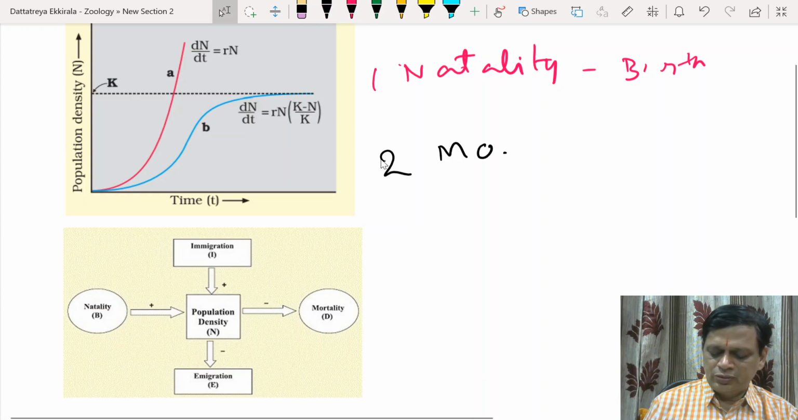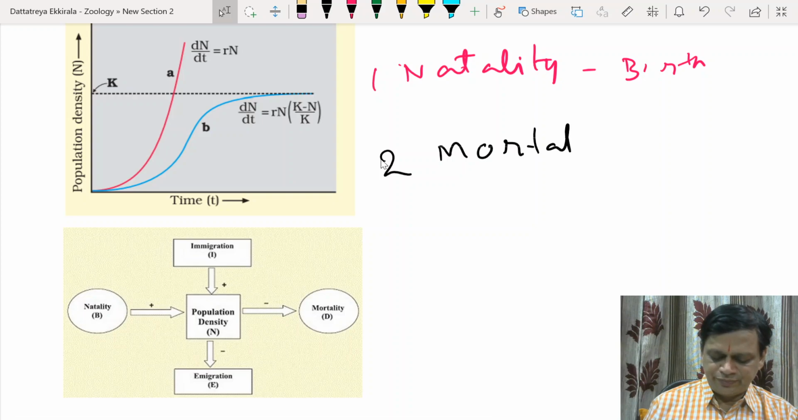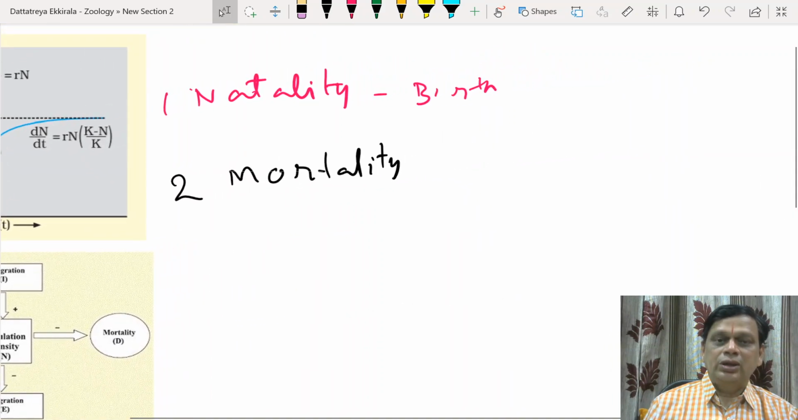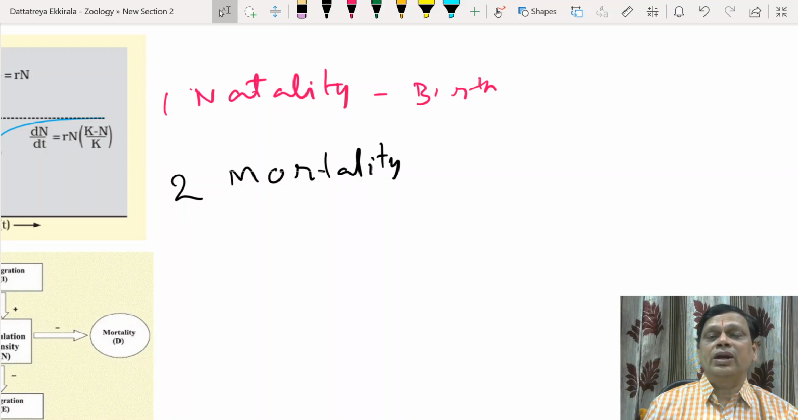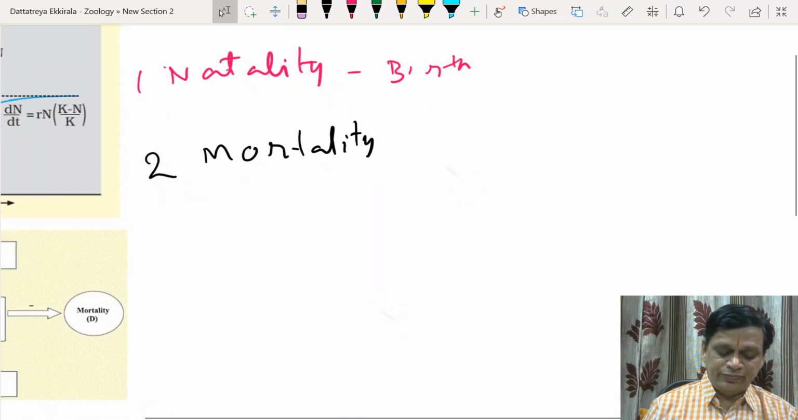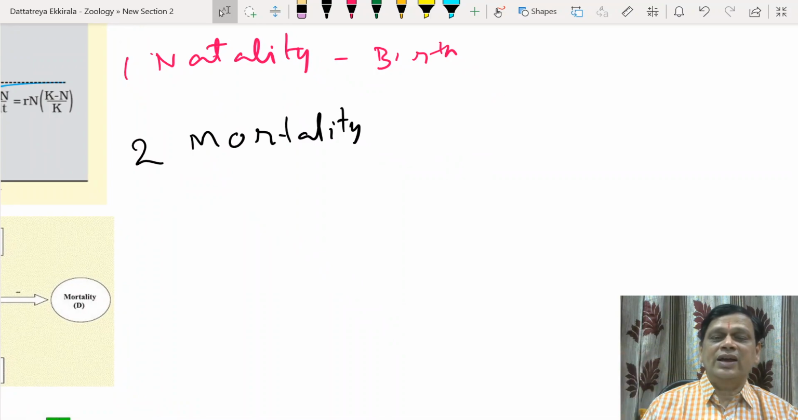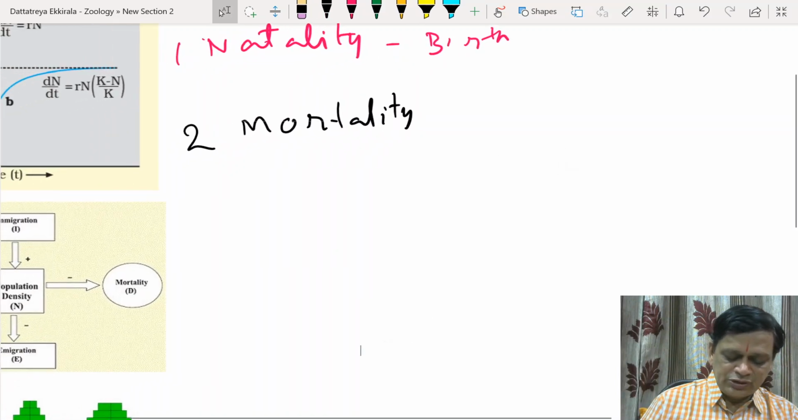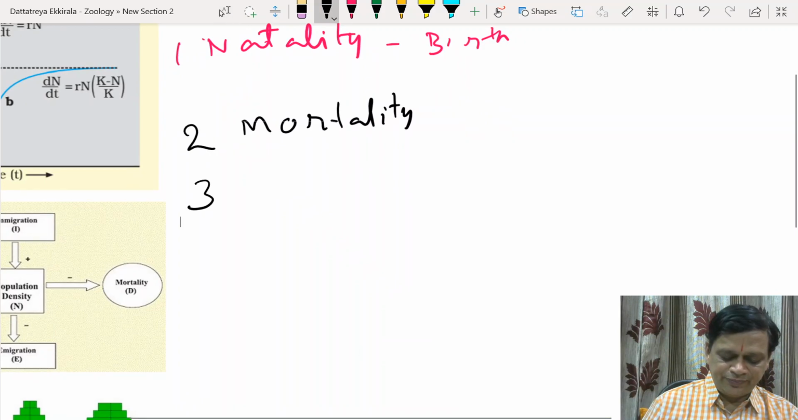Then coming to mortality. So what is mortality? Number of deaths per unit population. So basic characters of population you can know by natality, mortality. Same rule: how many deaths are there, previously how much population in unit time, then what you get is mortality.